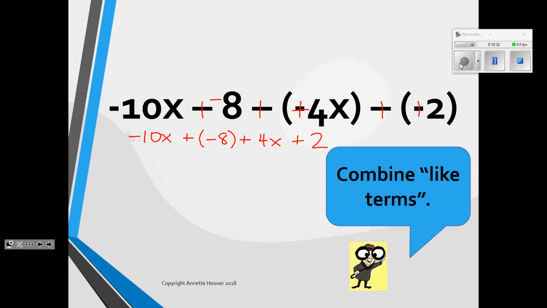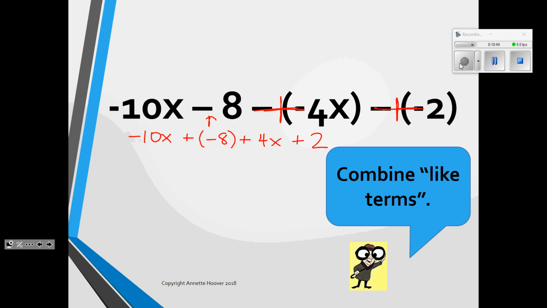Now I'm going to erase all this stuff up here and show you what that looks like. If you look up here, this was a negative 8. This became a positive 4x, and this became a positive 2. So we rewrote it like this.